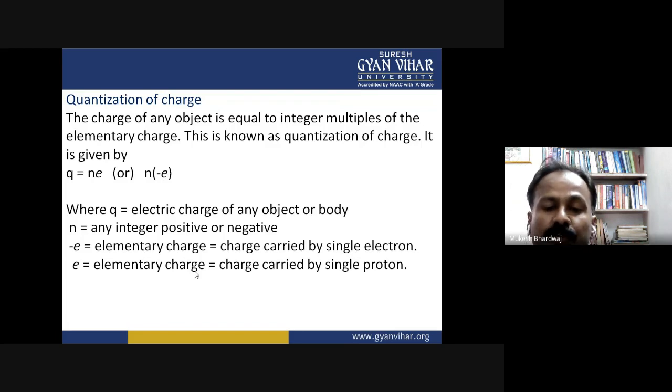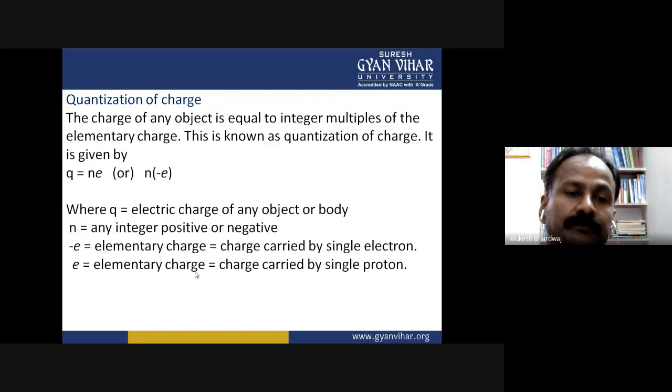Just as Newtonian mechanics does not correctly describe the behavior of matter on an atomic scale, the classical theory of electromagnetism also fails to describe the behavior of charge on the atomic scale.